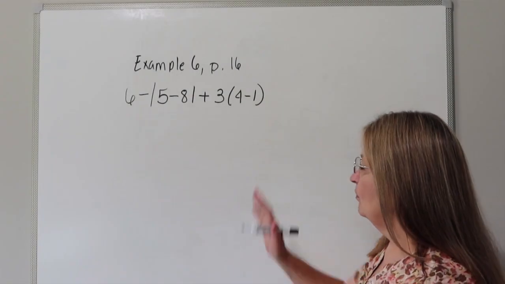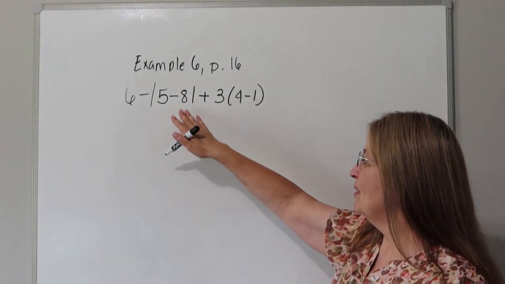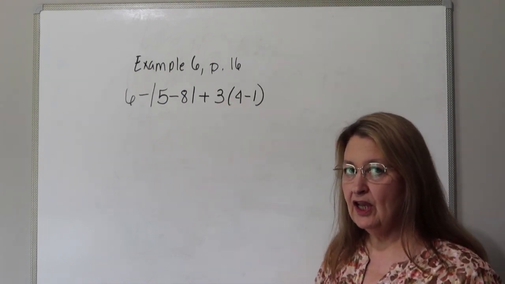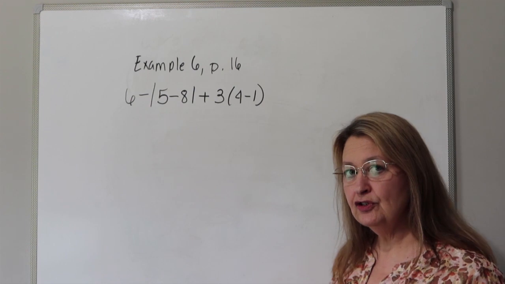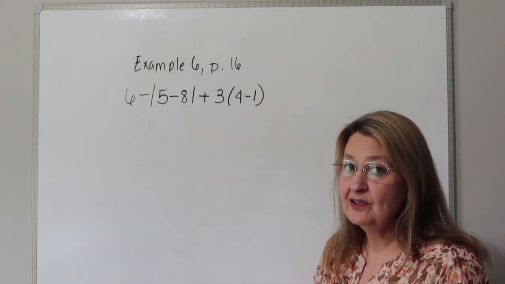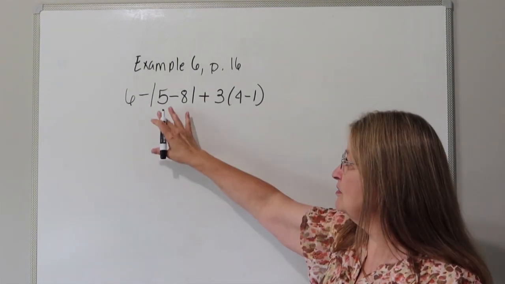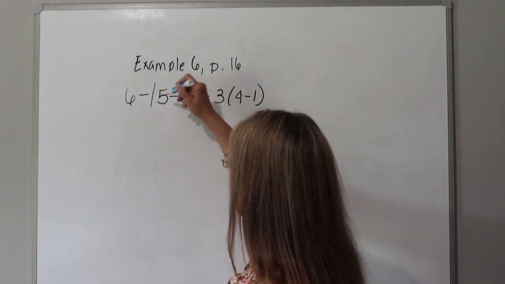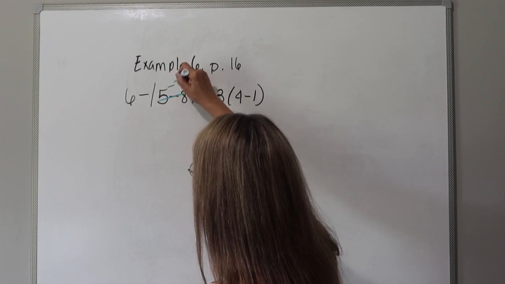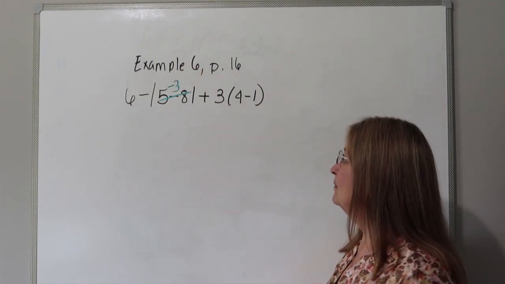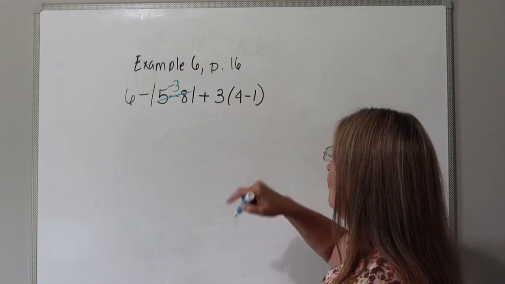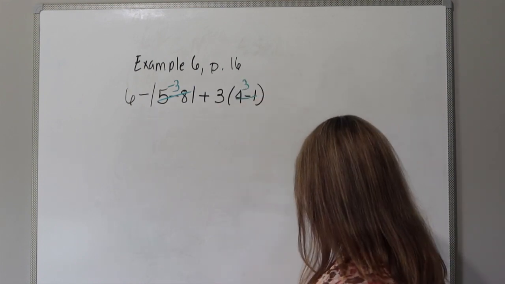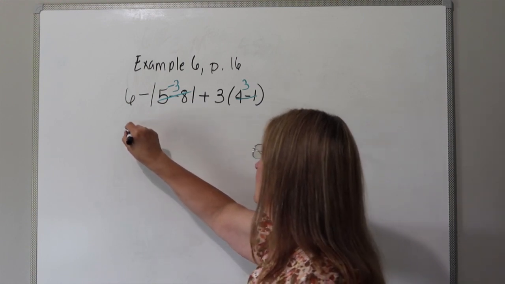Here's our next example. 6 minus absolute value 5 minus 8 plus 3 times parenthesis 4 minus 1. So let's go through PEMDAS. First is your grouping symbols. Now remember I said absolute value signs can be a grouping symbol. So let's do what's in there first. And let me do it this way. What is 5 minus 8? Well, that's going to be negative 3. Here's another grouping symbol. What's 4 minus 1? That's 3 as well.